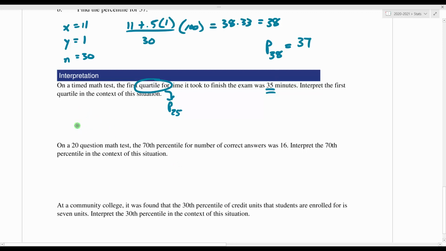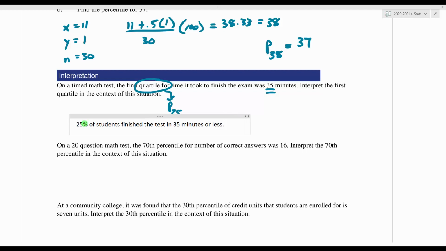What this would mean is that 25% of students finish the test in 35 minutes or less. So when we write that summary statement, we want to include the 35, right? So any time of 35 minutes or less, 25% of students finished in that range.